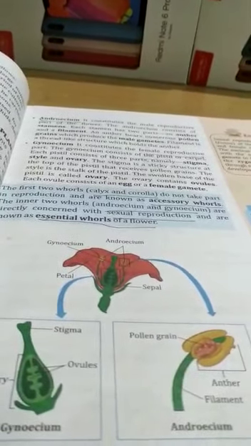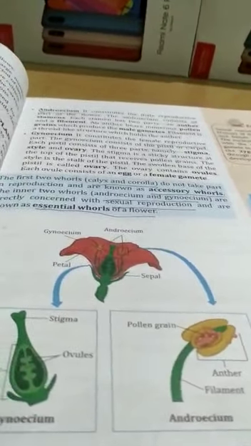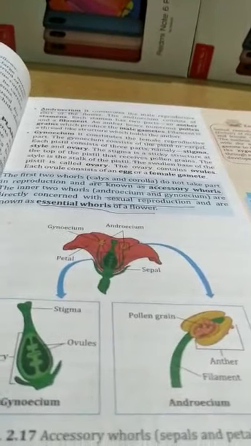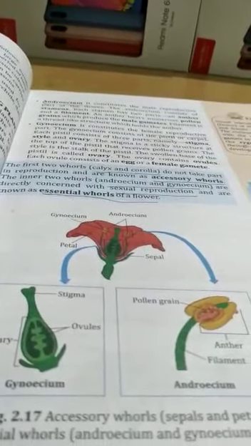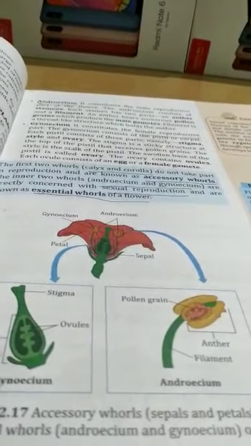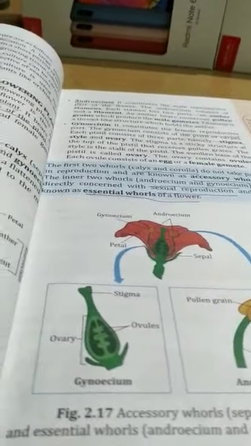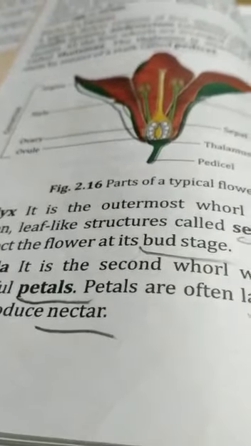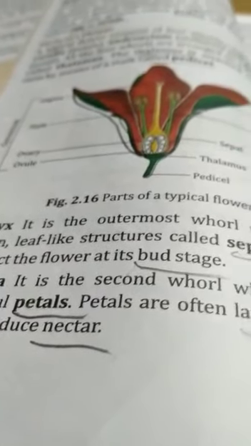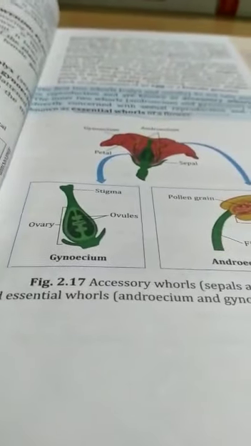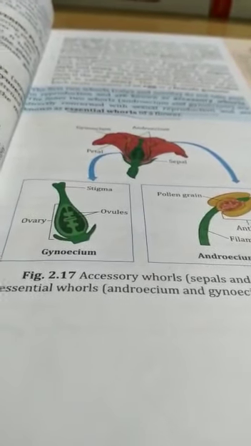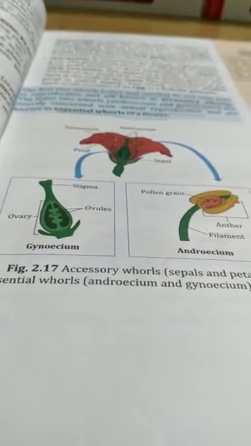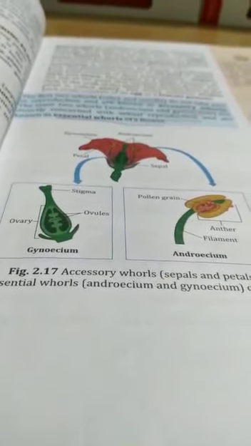So this is all about today. I hope you all have understood it well. Your assignment for today is to draw the diagram of page 28, 2.16 and page 27, 2.17, only gynoecium and androecium. Is that clear?